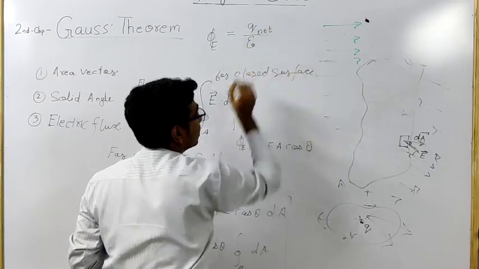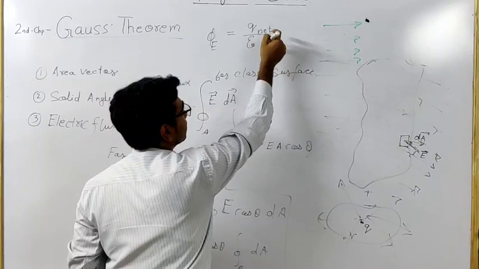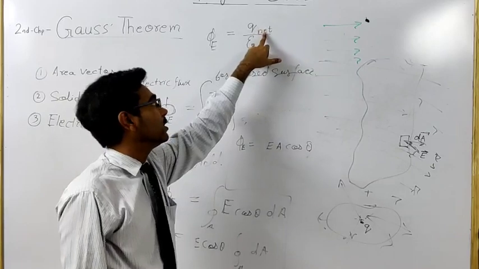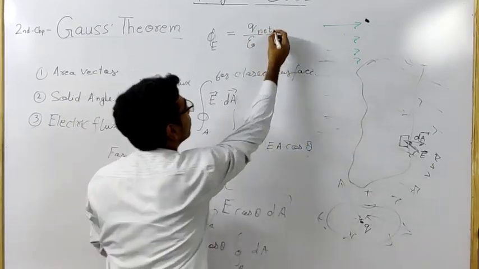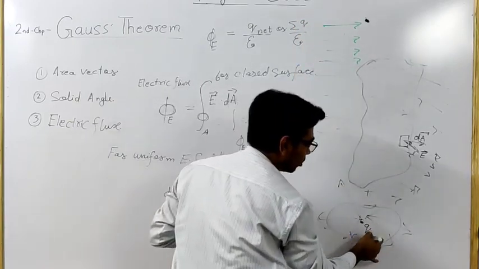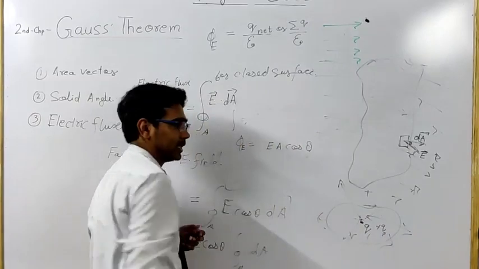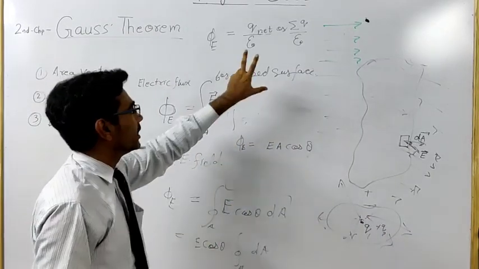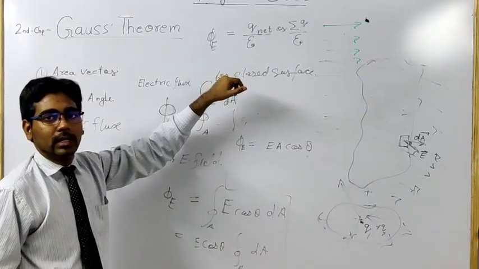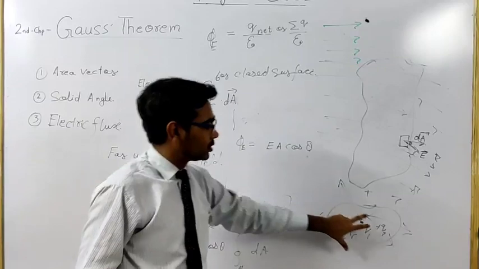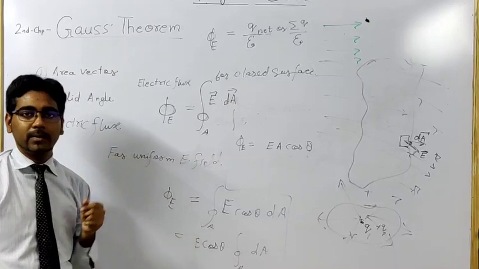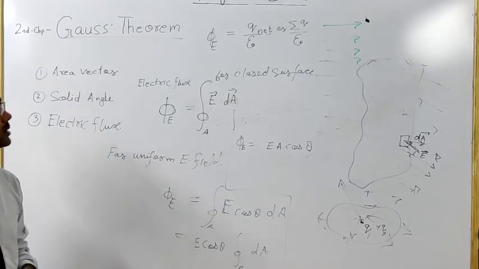And don't forget to write this word net in your board examination. Don't write total. Either write Q net or write sigma Q, because there could be many charges, Q1 plus Q2, inside that surface. You will take the summation, the net charge in that surface. This is the Gauss theorem: the electric flux of a closed surface is equal to the charge inside that surface divided by epsilon naught. You can check the statement on the slide.